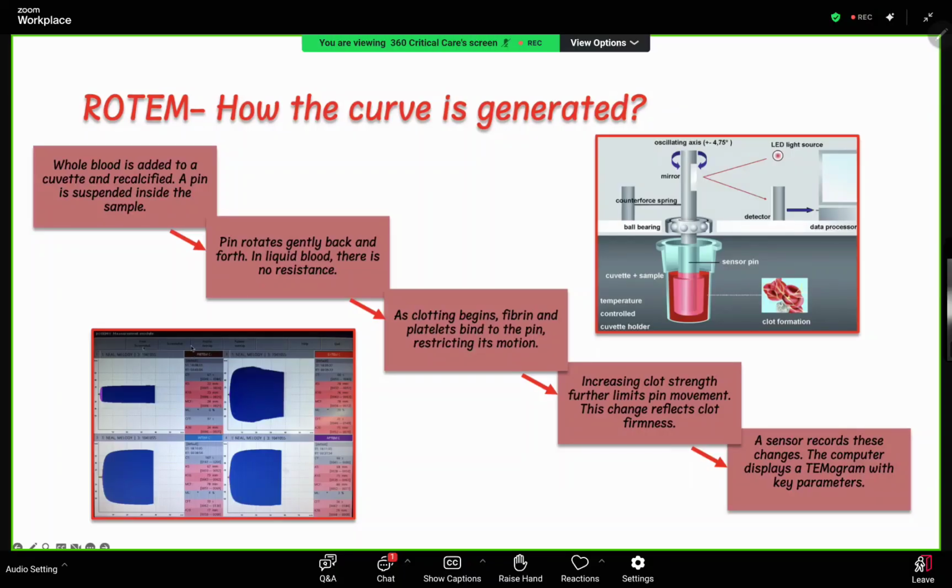First one is the FIBTEM or fibrinogen oriented channel, EXTEM or extrinsic pathway, INTEM is intrinsic pathway, APTEM is more looking at the fibrinolysis component of that. You add aprotinin into the blood. And the fifth one is the HEPTEM or heparin channel, where you neutralize the effect of heparin by putting heparinase into the blood. So 5 channels, okay.